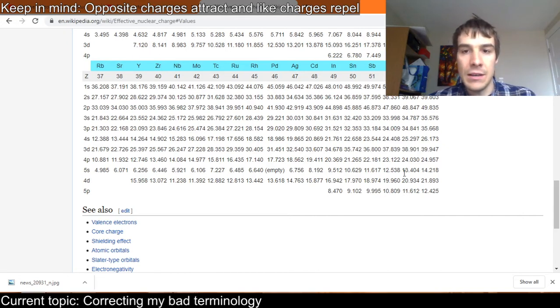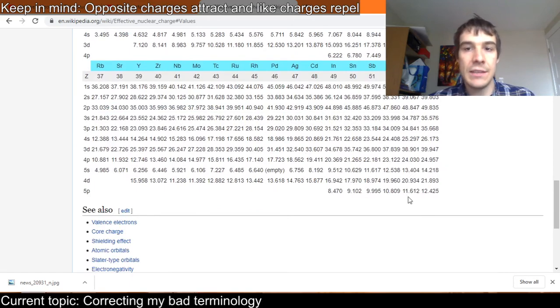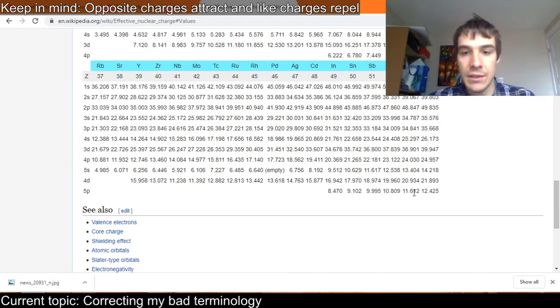So effective nuclear charge is a big part of why the electronegativity goes up so much across a period. It's also a big reason why these are so much smaller than these, because the effective nuclear charge is also going to say how far in those shells are pulled. So that's my quick correction.